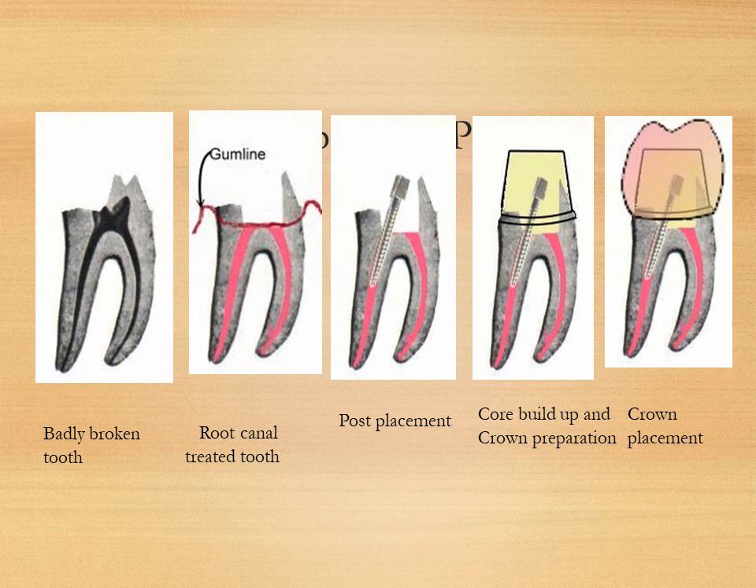Then the post placement is done, and you do the core build-up. Try to give the ferrule on as many surfaces as you can. It helps to increase the retention of the post and core unit in the tooth. And then, of course, you give your final restorations. So this was in brief about your post endodontic restorations.